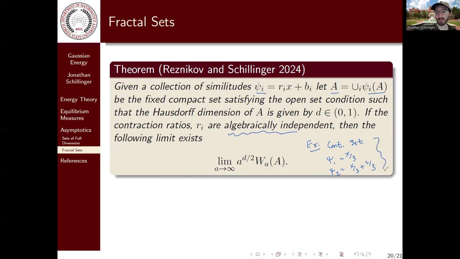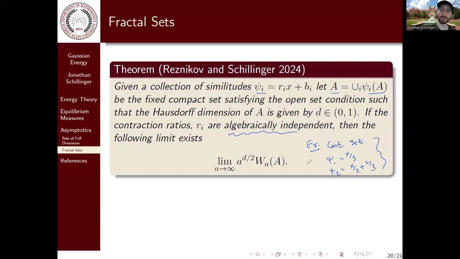So even though I gave the example of the Cantor set, which has one contraction ratio, so R1 equals R2 and it equals 1/3, those are not algebraically dependent. Algebraically dependent is just a condition saying that if you look at the span of those ratios as a subset of R, whether that span is dense or not. However, this isn't dense, because the span of 1/3 is just a copy of Z multiplied by 1/3.